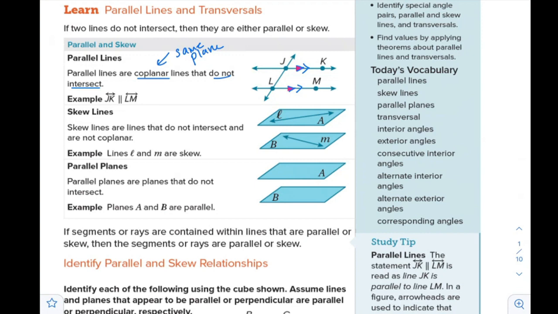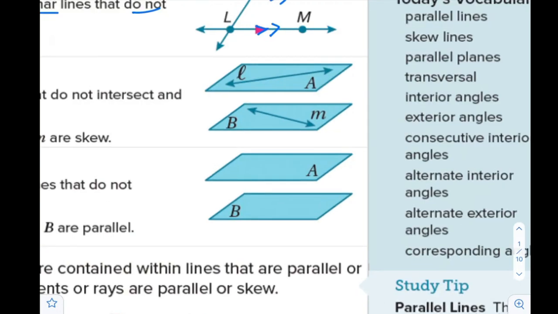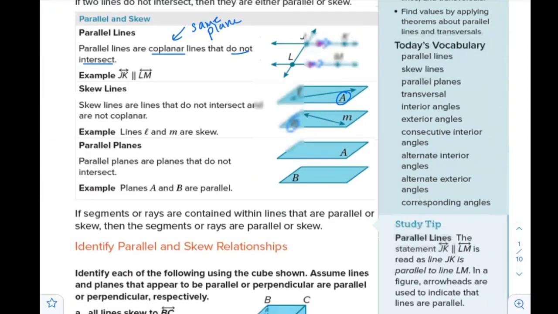Skew lines are lines that do not intersect and are not coplanar. For example, here, line L is lying on plane A. Line M is lying on plane B. And if you extend the lines, إذا مديت lines, they will never meet. And that means they are called skew lines.